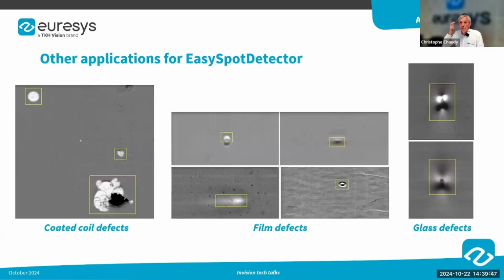Of course, other applications could be tackled with EasySpotDetector. So here, for example, there are coated cold defects. Also, the detection of some plastic film, and also defect detection on glass.